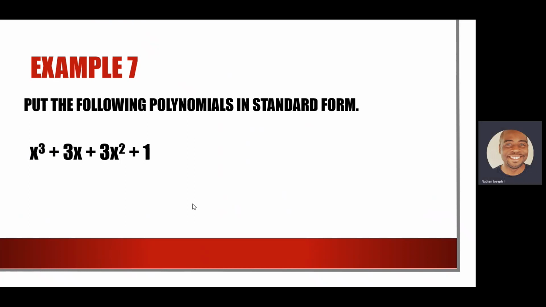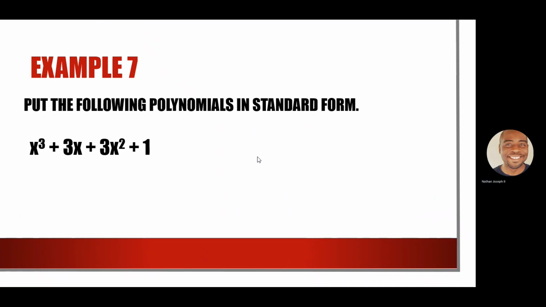Taking a look at the expression for example 7, we have x cubed plus 3x plus 3x squared plus 1. Looking at the exponents only, not the coefficients, we have 3, 1, 2, 0. What is the greatest exponent in this problem? That is 3. So x cubed should be first.